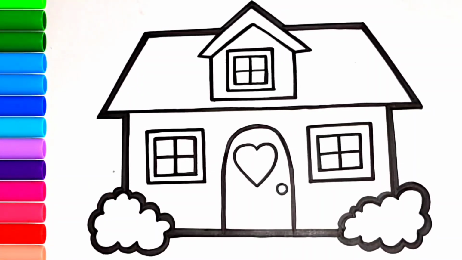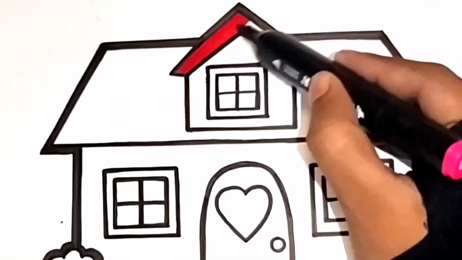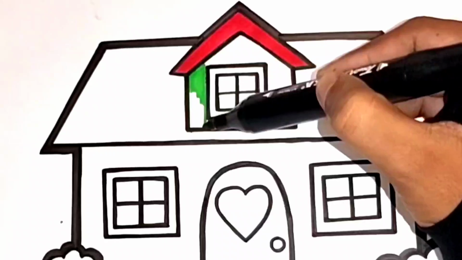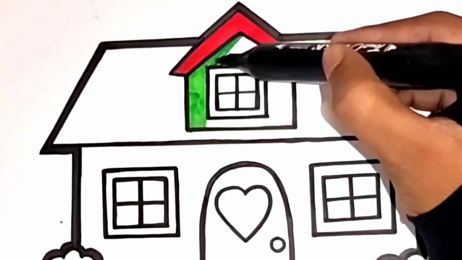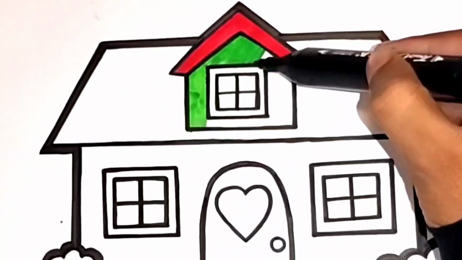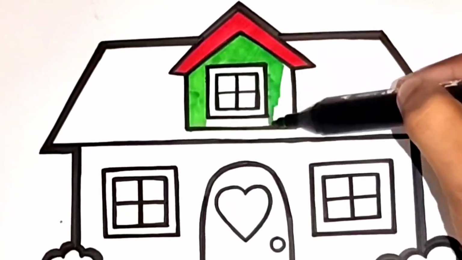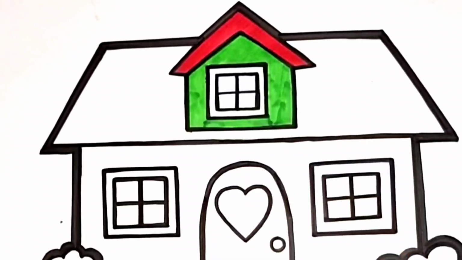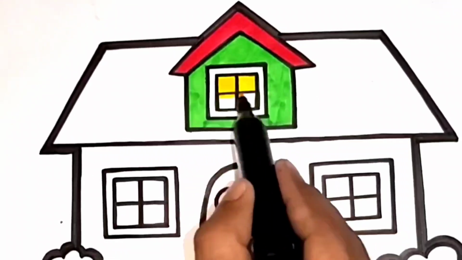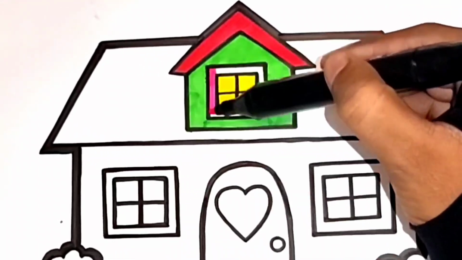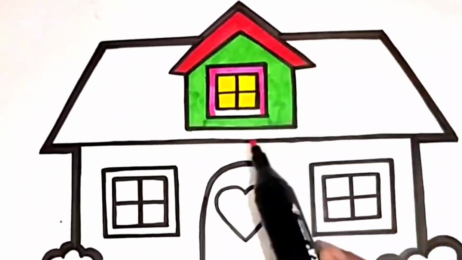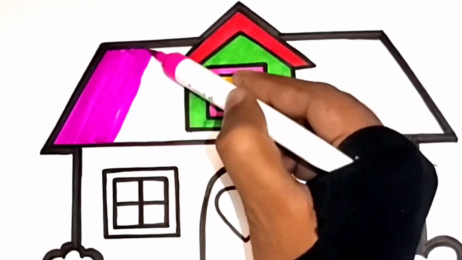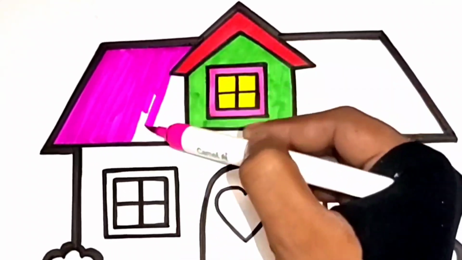Let's start coloring. Red color. Green. Yellow color, pink, dark pink color. I am painting the roof of the house a dark pink color.